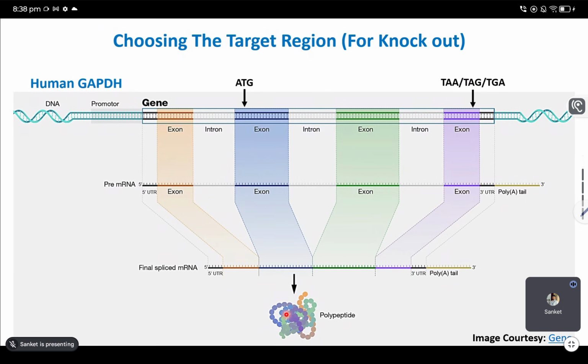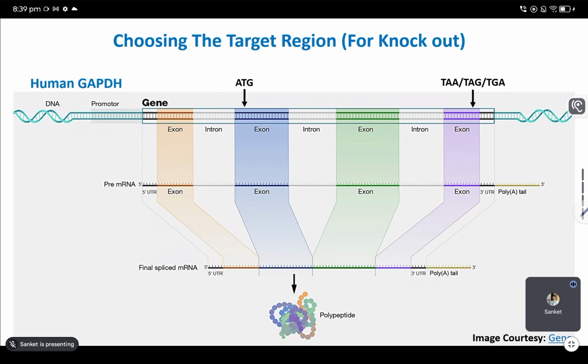Alright, so now imagine you want to do a knockout. In order to do a knockout, you want to basically silence this gene. So if you want to silence this gene, which exon would you target? If you target the last exon, it wouldn't much affect the whole gene. Why? Because it is going near to the end. The protein's functional coding region might be in the middle or might be at the start. So at the end, if you make a cut, there is no use. There won't be much effect on the human GAPDH.